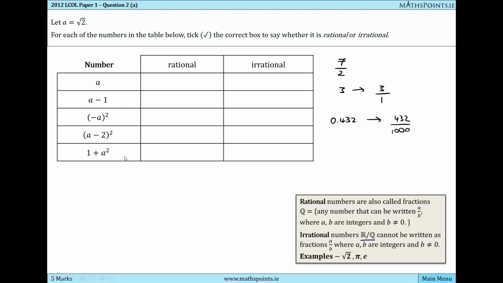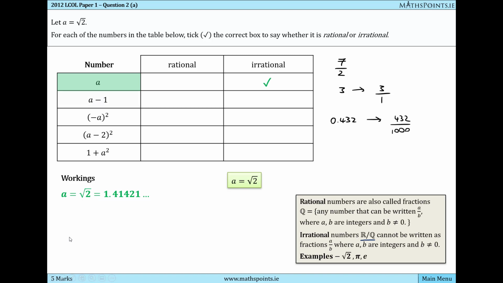Now how we're going to calculate these is we're going to substitute a in for each one, and then we'll see if it's a rational number or an irrational number. So remember that a is root 2, and so the first one here is just a. A is the number root 2. Root 2 is a never-ending decimal. It can't be written as a fraction, a over b, where a and b are integers, and so we say that it's an irrational number.